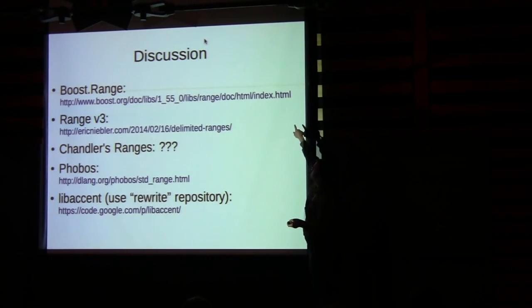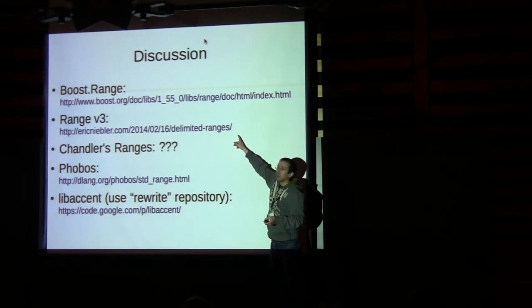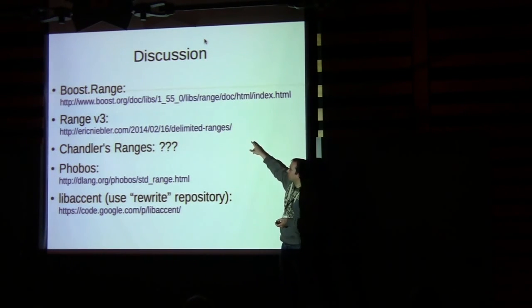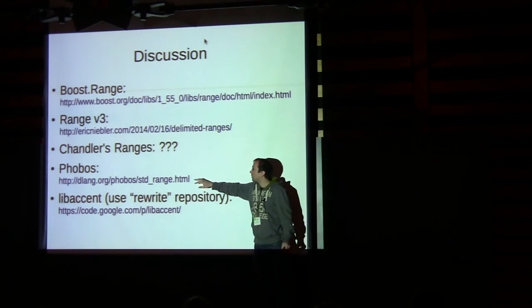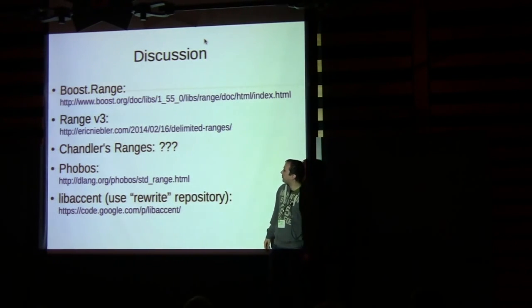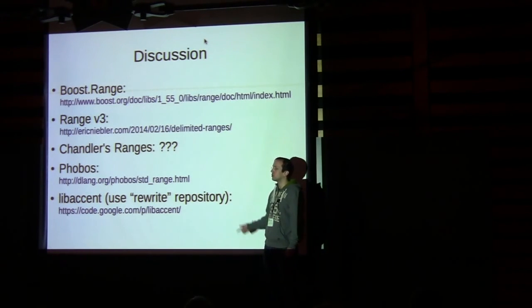Boost range, here's the documentation. This is the first blog post Eric wrote on his library, plus on GitHub. You can find his library on GitHub. Is Chandler here? No. I have no idea where to find his library. I don't know if it's published yet. This is the documentation for D's standard library std.range module. There's also a std.algorithm module which holds the algorithms.